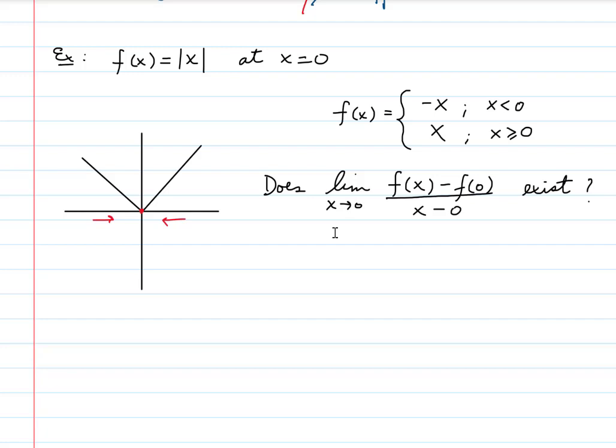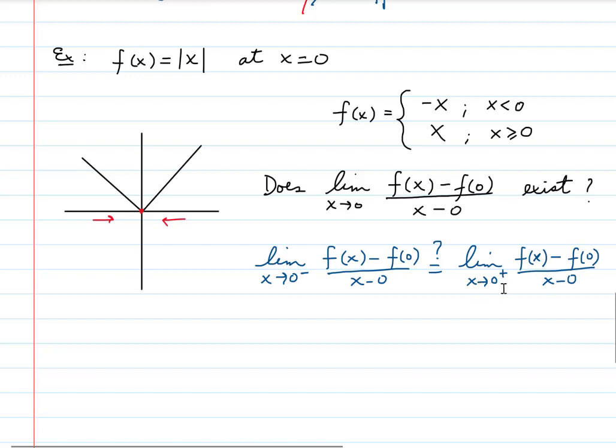First, if they approach a number and if they're actually the same thing. All right, so here we have it. We want to see if these two one-sided limits exist and if they're actually equal to each other.